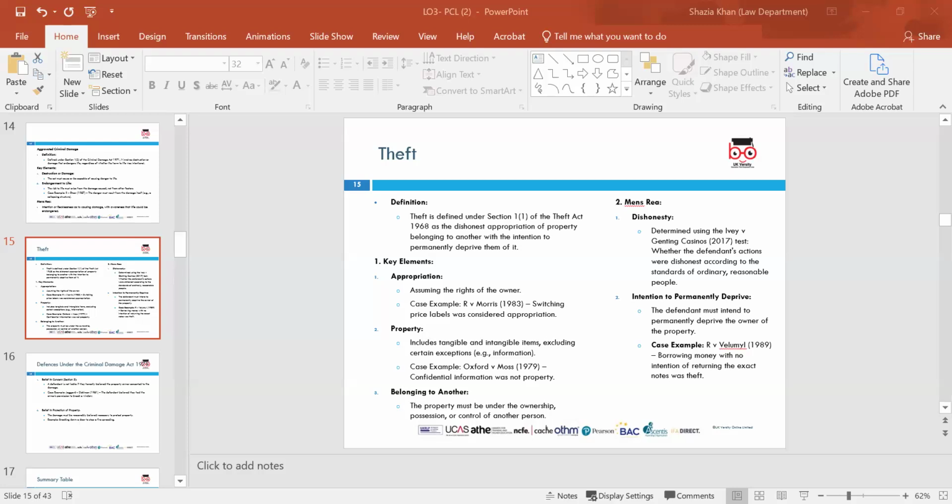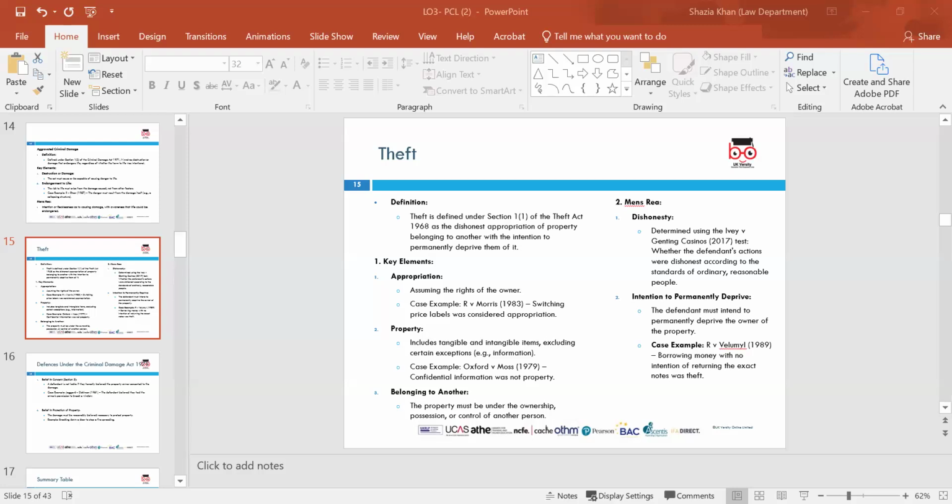Then we've got intention to permanently deprive. And this is arguably the most difficult element to prove. However, in many cases, it will be evident that this is satisfied before prosecuting. For instance, if someone was to run out of an electric shop holding a TV without paying and get into a waiting car, it should be apparent that the offender intended to do this and leave without making payment.